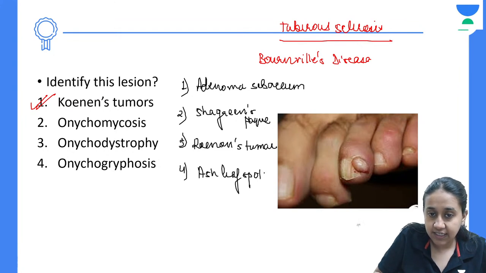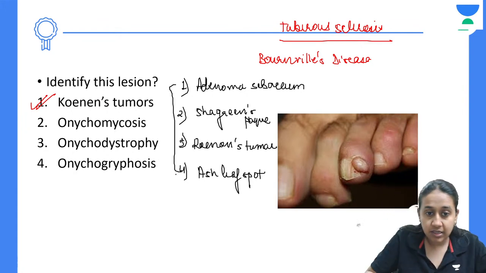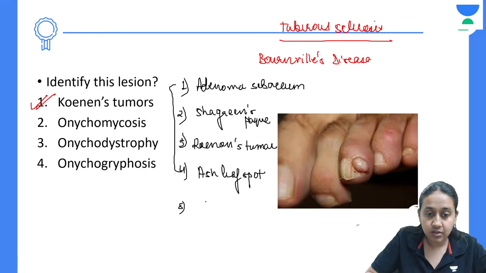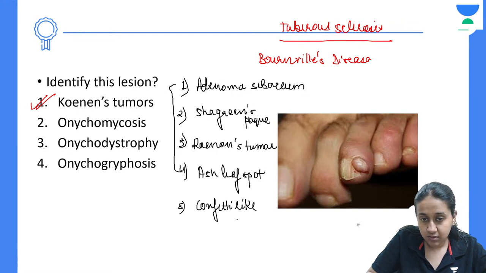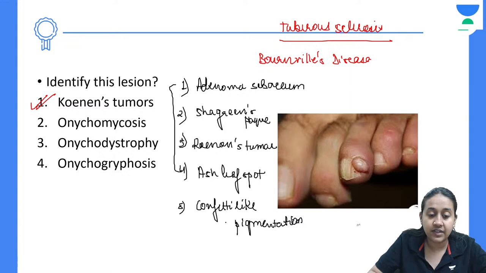Now these are the major criteria which you see in these patients. But there are minor criteria also. I am only talking about the cutaneous lesions. Confetti-like pigmentation is one of the minor criteria. And even the mucosal changes or the dental changes, where you have dental pits.